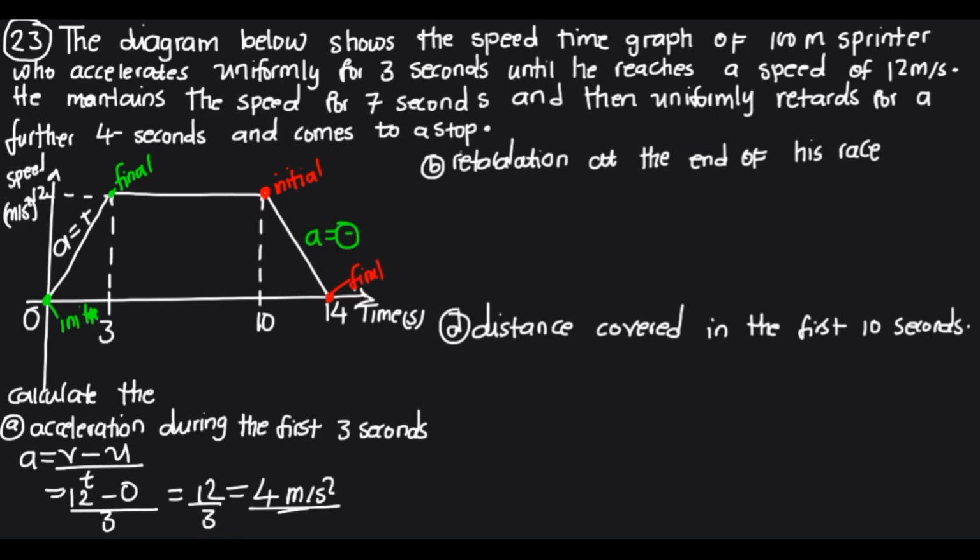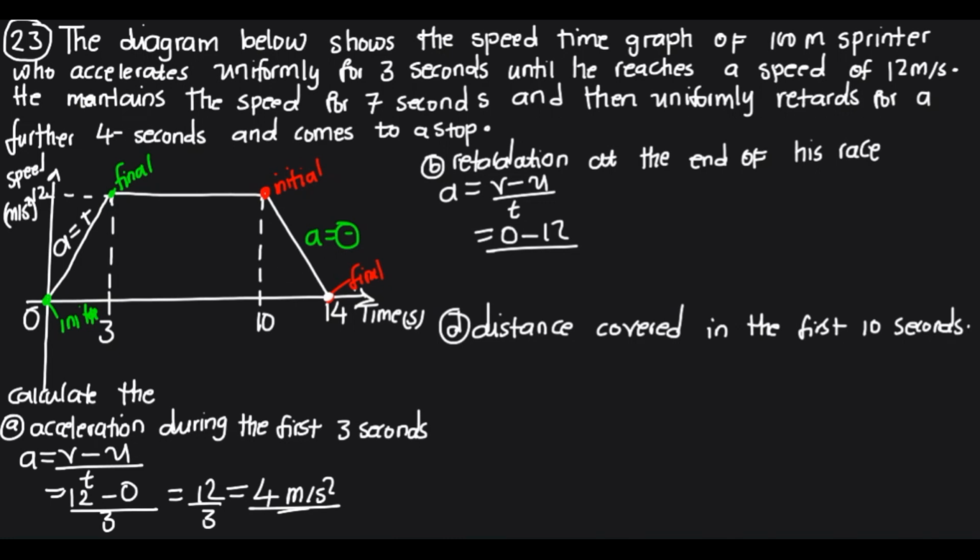So the formula is the same: acceleration is equal to final minus initial over t. Whenever an object or a person comes to a stop, the final is always 0, since that person has stopped moving. So the final is 0. Don't take 14, because 14 represents the time. So the final is 0, minus the initial. The initial is this number 12, over the time taken from here up to here.